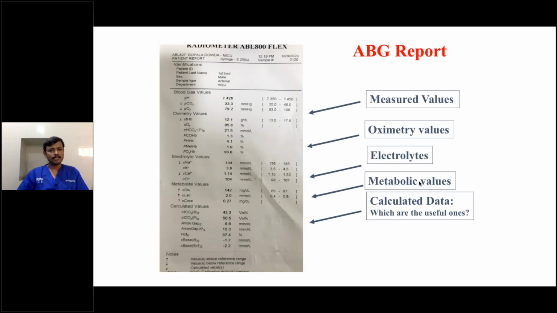So this is the usual ABG we see in day-to-day practice. There are several values. One is called blood gas values. Those are measured values like pH, PaCO2, and PO2. There are also some values like oximetry values, which will be seen in some of the ABG machines; in some machines it may not be possible. These oximetry values are helpful to identify whether the patient is having abnormal hemoglobins like methemoglobin or carboxyhemoglobin, from carbon monoxide.